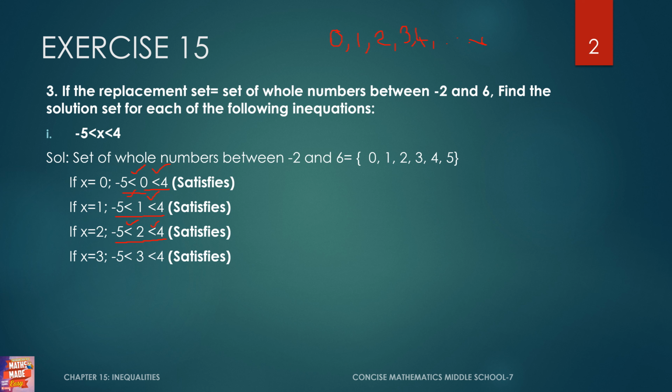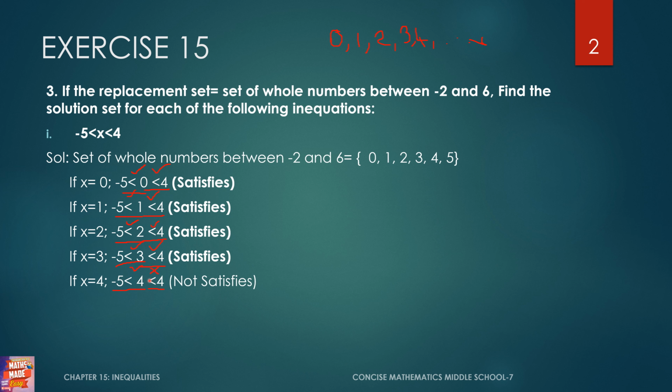Now take 3. Even here, check for both conditions. Minus 5 is less than 3. Yes. 3 is less than 4. Yes, 3 is less than 4. Now for 4: minus 5 is less than 4. Yes, minus 5 is less than 4. Look here, children. 4 is less than 4? No, it doesn't satisfy this condition. So put a cross mark.